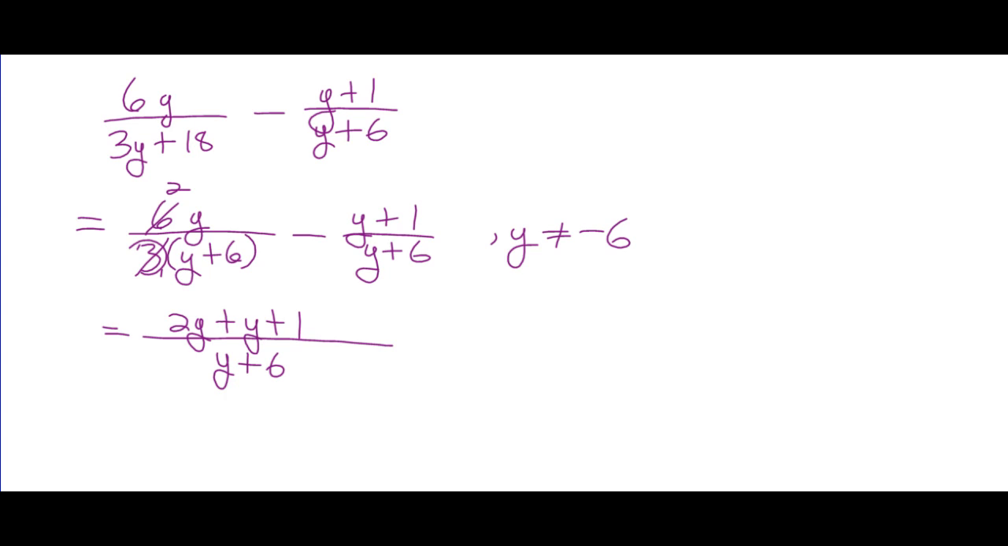If you don't cancel that, then you're going to be multiplying this by 3 over 3, making it more complicated than it needs to be, and then having to simplify it at the end. Whereas this way it's just going to be 3y plus 1 over y plus 6.